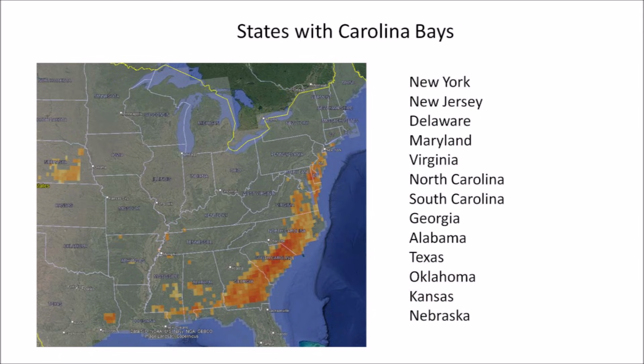Carolina Bays only form on unconsolidated soil close to the water table, but they can also form on gravel fields. Carolina Bays are not found on hard ground. Carolina Bays oriented toward the Great Lakes can be found in New York, New Jersey, Maryland, Delaware, Virginia, North Carolina, South Carolina, Georgia, Alabama, Texas, Oklahoma, Kansas, and Nebraska.